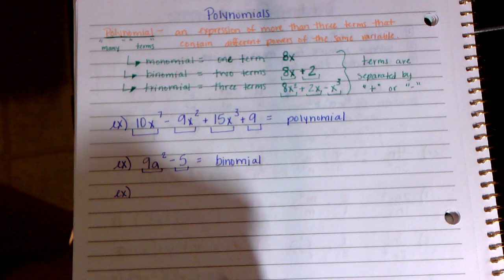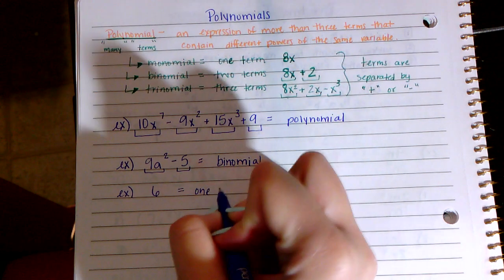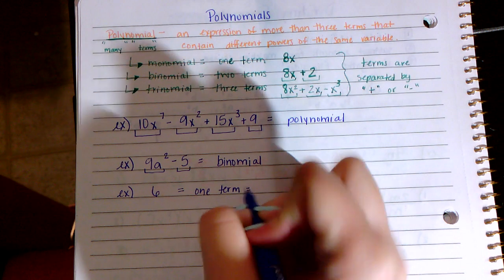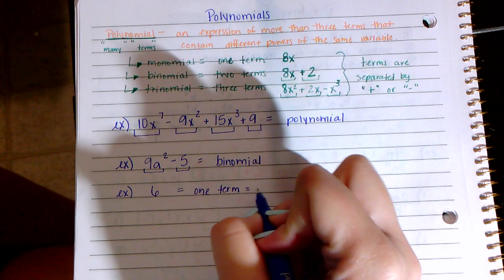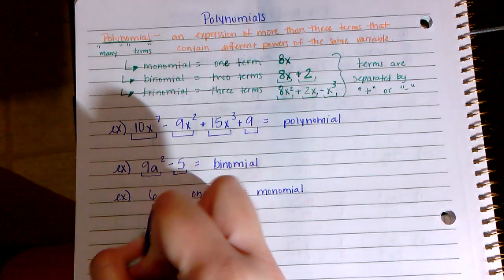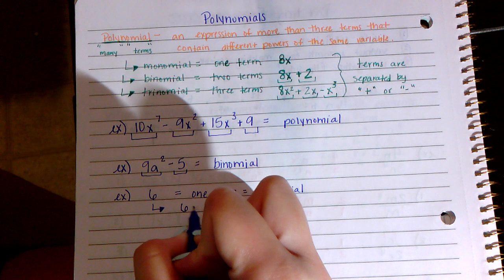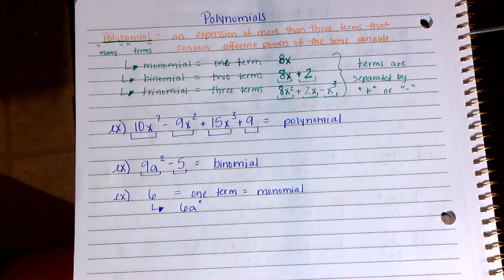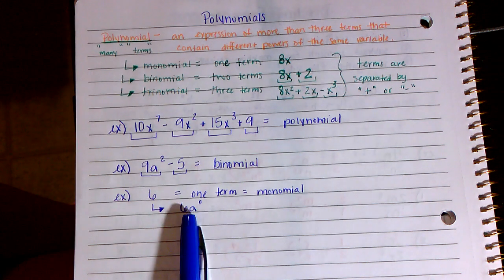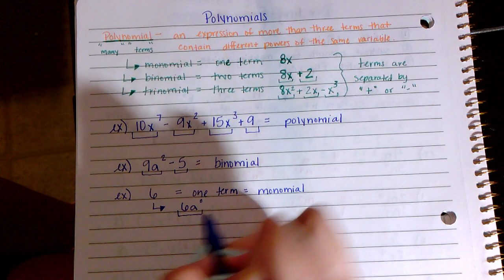And then another example, this is the one that I want to show you: anything to the power of 0 is 1. So if we have 6, this is 1 term. You can make it a monomial by doing 6a to the power of 0. Okay, so we've got a variable in there with a power. This is 1 term.